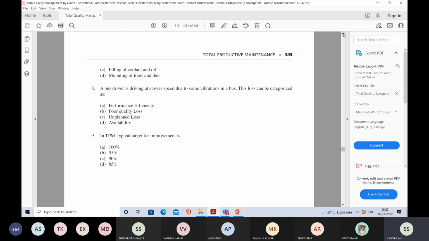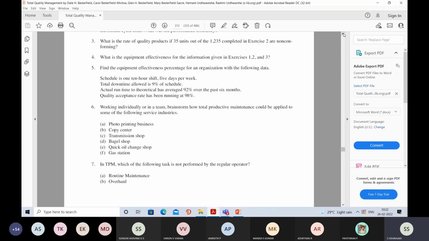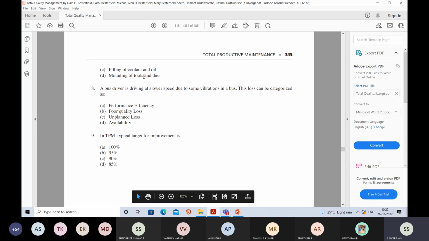So I am repeating, in TPM, which of the tasks is not performed by a regular operator? In TPM, he has to do routine maintenance, filter cleaning, lubrication, all these things he has to do. Repair, a regular operator need not do. In TPM, the maintenance person has to come. And then the third one, filling of coolant and oil, the regular operator has to do. Of course, mounting of tools, definitely the operator has to do.